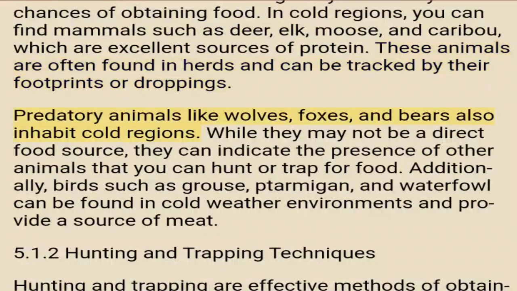Predatory animals like wolves, foxes, and bears also inhabit cold regions. While they may not be a direct food source, they can indicate the presence of other animals that you can hunt or trap for food. Additionally, birds such as grouse, ptarmigan, and waterfowl can be found in cold weather environments and provide a source of meat. 5.1.2 Hunting and trapping techniques.